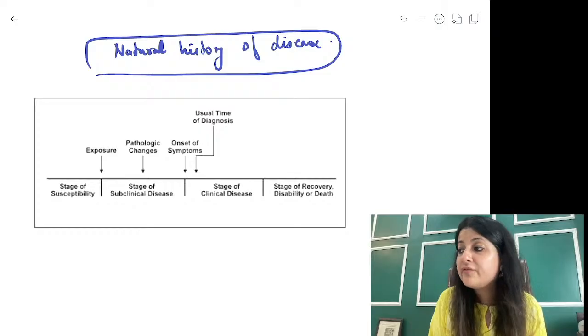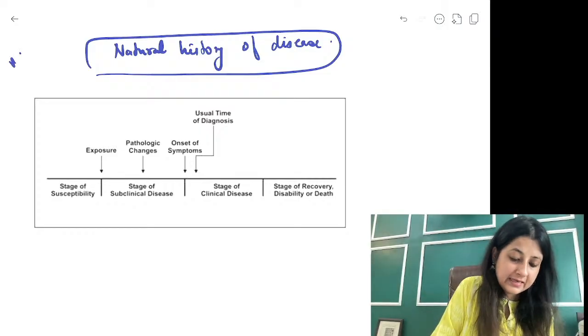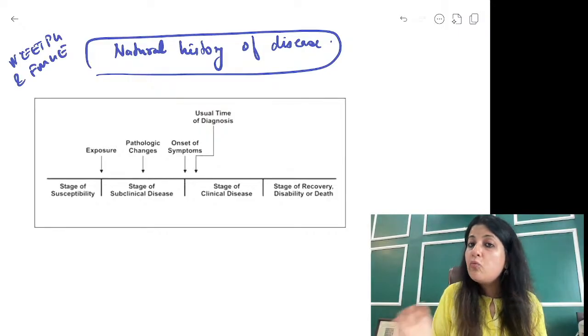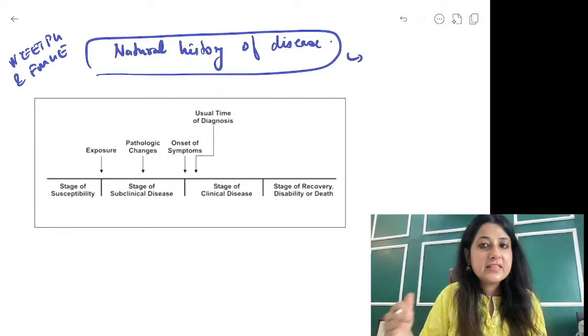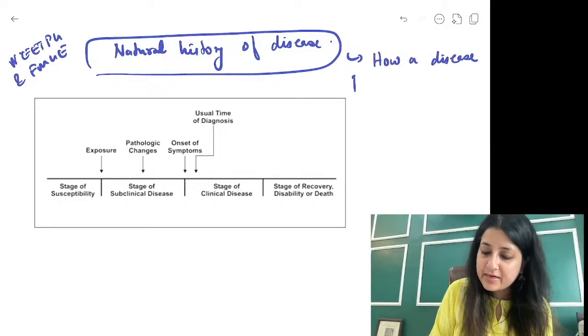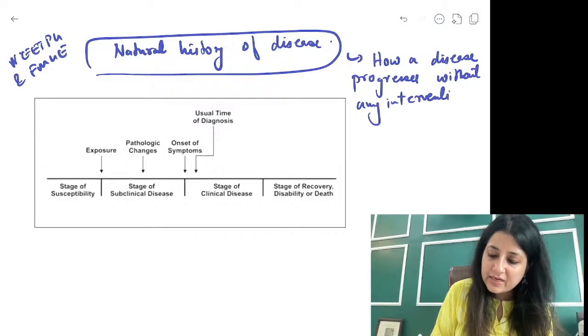This is an image of natural history. Now, what are the couple of questions? This can come in NEET PG and FMG exams also. Now, what is natural history? Sometimes they ask you this definition: how a disease progresses without intervention. What is natural history of a disease? How a disease progresses without any intervention. That is the meaning of natural history.